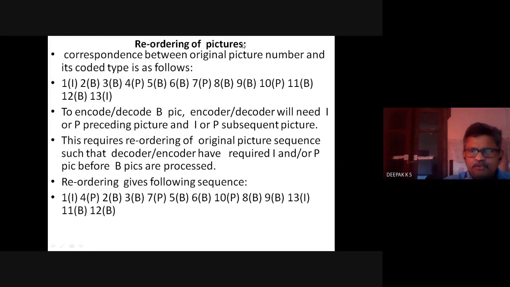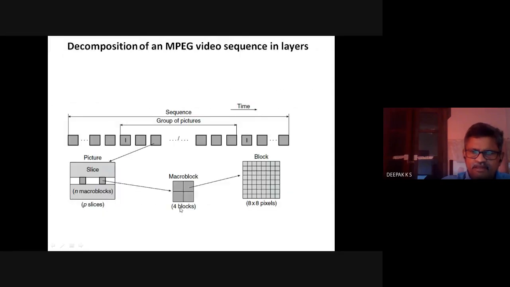So the first step is to reorder the pictures. You need certain criteria to be met. This is an order given for M equal to 3 and N equal to 12. To encode a B picture, we need an I or P preceding picture and an I or P subsequent picture. So there would be a need for reordering, and accordingly we would reorder the sequence. So this is a reordered sequence. And so these are the different video sequence layers.